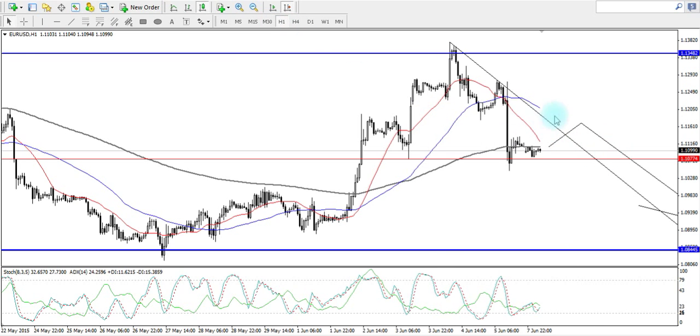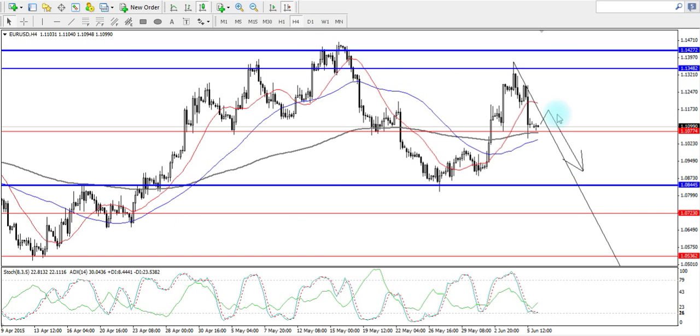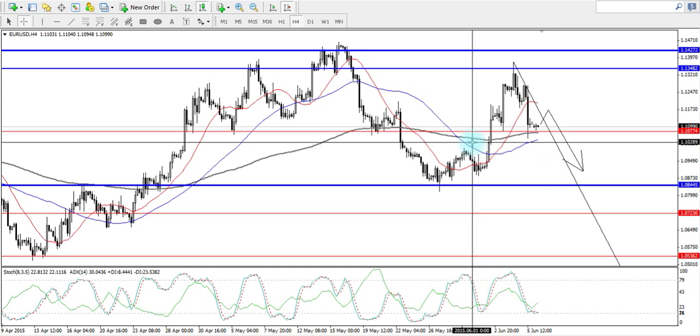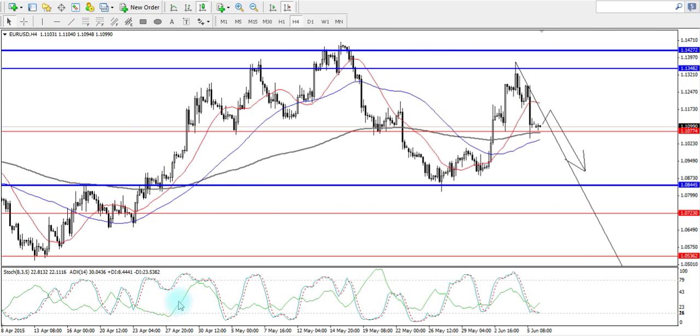Alright, or if not, the 55 moving average could be the next resistance level to look for an entry price. Expecting price to fall all the way to the support level at 1.0844, Fibonacci expansion 161.8%. And that is pretty much for the euro against US dollar.